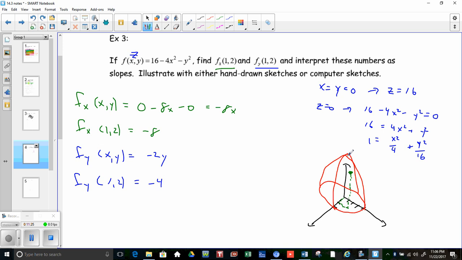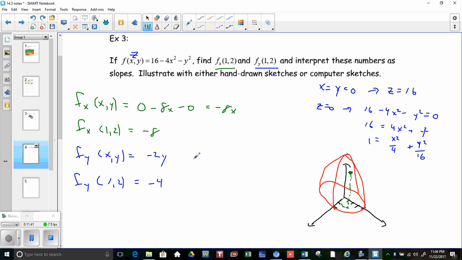And again, that should make sense. If you start at 16 way up here and you go out 1, 2, 3, 4 units and you're supposed to drop by 4 every 1 unit moved, that's going to drop you by 16. It would end up right down here at the bottom. So it actually does kind of make some sense there.